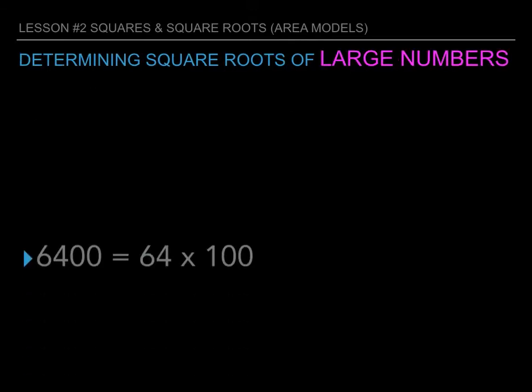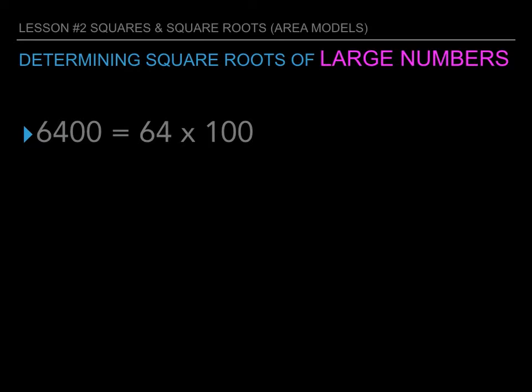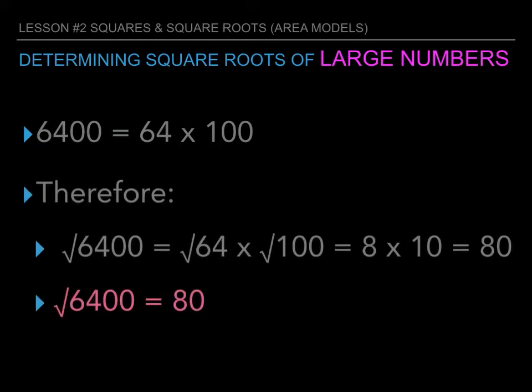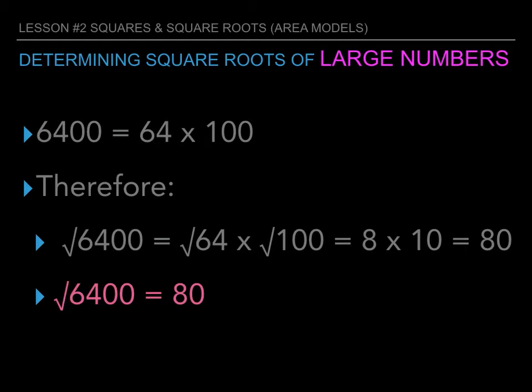Then there are a few little tricks for determining the square roots of large numbers without a calculator. For example, if you were asked to determine the square root of 6400, you can break it down into two factors. 6400 is the same as 64 times 100. Therefore, the square root of 6400 is going to be equal to the square root of 64 times the square root of 100. The square root of 64 is 8. The square root of 100 is 10. 8 times 10 is 80. Therefore, the square root of 6400 is 80.